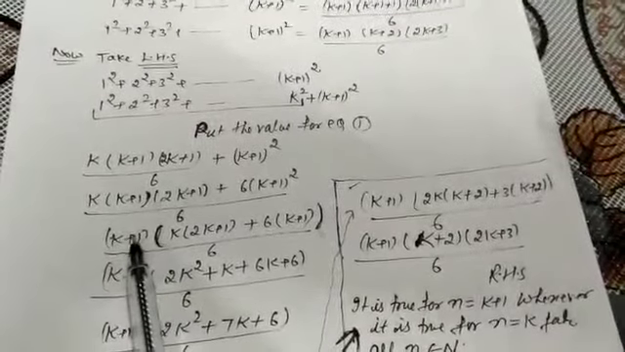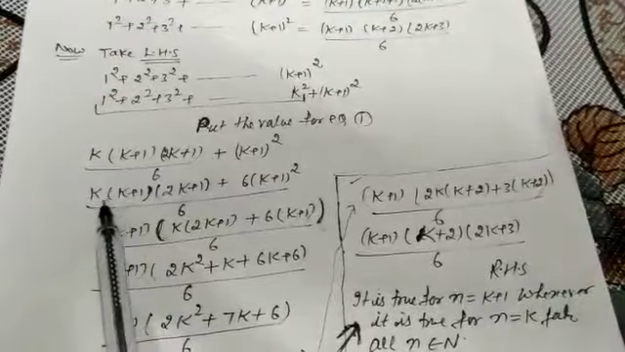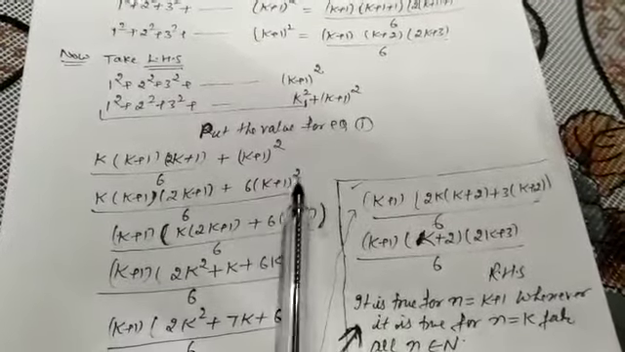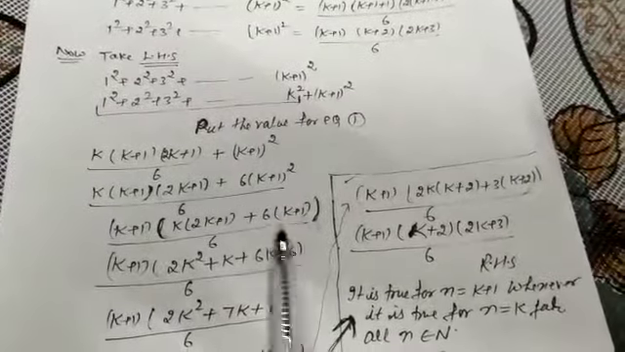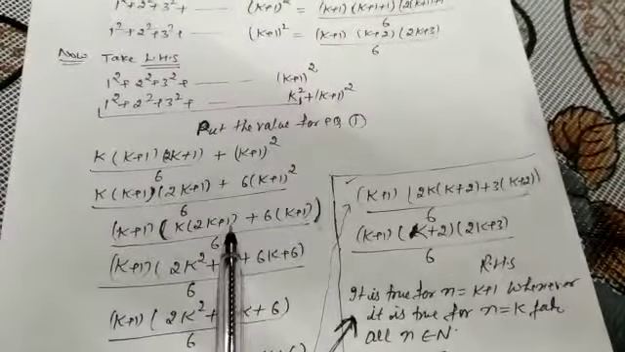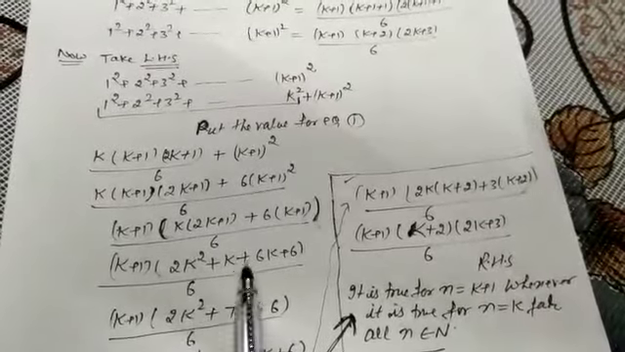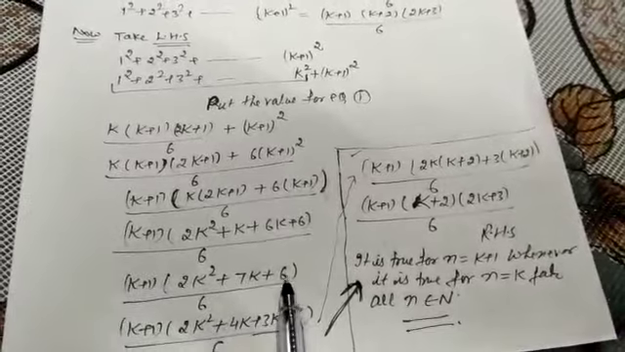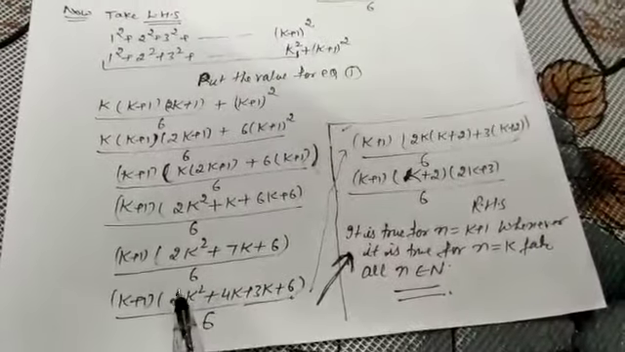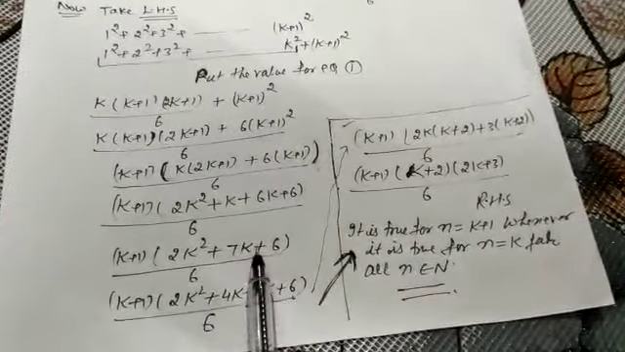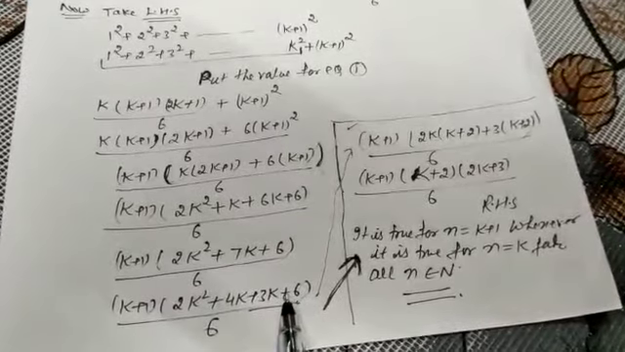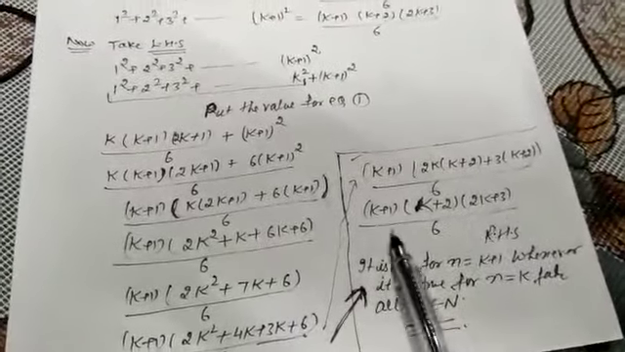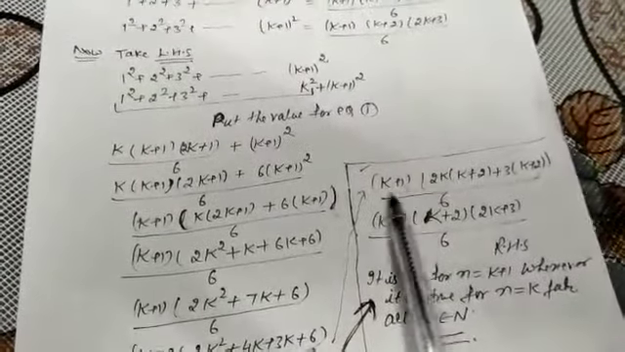Now see, I have taken k plus 1 common here. What is left here? k is left, 2k plus 1 is left, 6 is left here, k plus 1 is common, 1 into k plus 1 is left. Now go for multiplication, 2k square plus k plus 6k plus 6. After that you will get 2k square plus 7k plus 6. Now it is a quadratic equation, so I can factorize by splitting its middle term. After factorization I will get k plus 2 and 2k plus 3 as factors. If you observe, this is your right hand side.